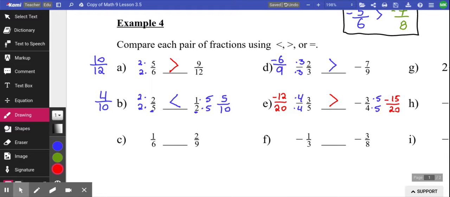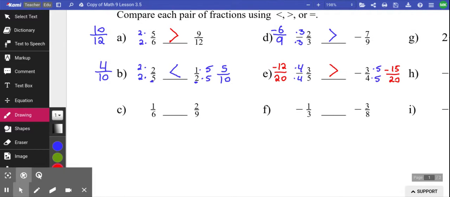I want you to try C and F on your own. Don't worry about the column on the right, G, H, and I. I'll do that one after. I'll do 2 examples and then show you one on your own. We're going to look at these 2.